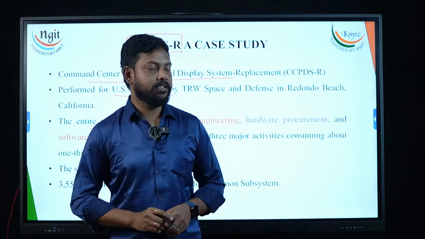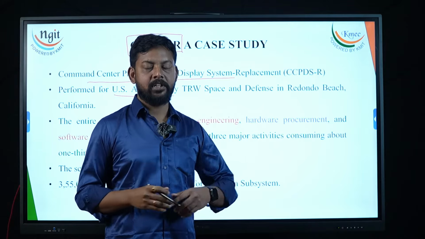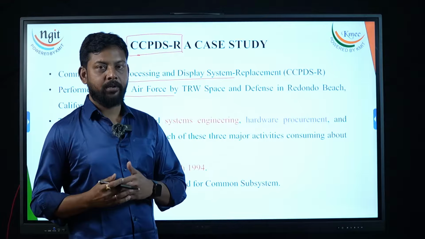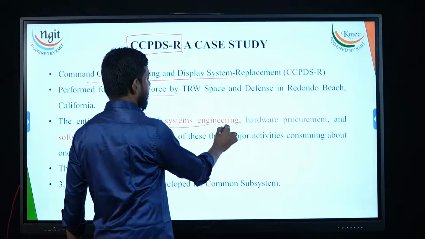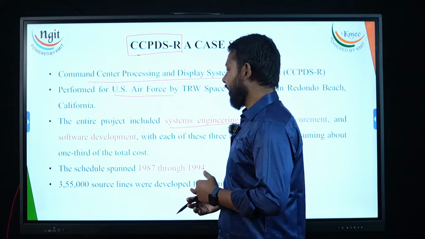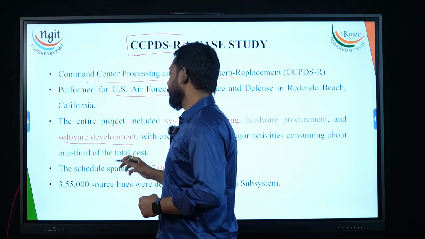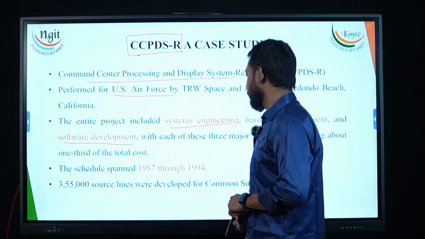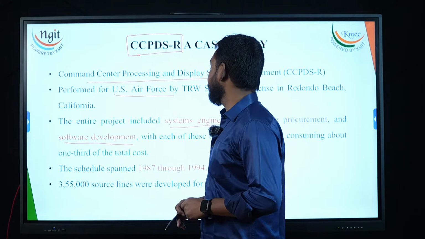So what is the use of this system and why was this built? It was a command system built for the US Army, and it has different parts of software. This entire project includes the system engineering process, how the hardware was procured in order to create a display unit and warning system, and how the software was developed and in how many phases. All these three major activities were taken into this CCPDS-R.